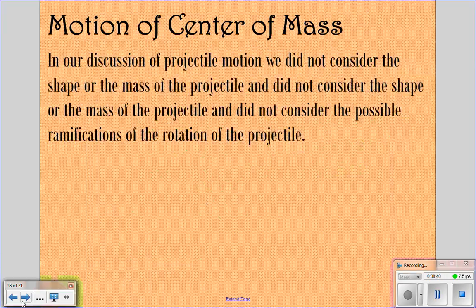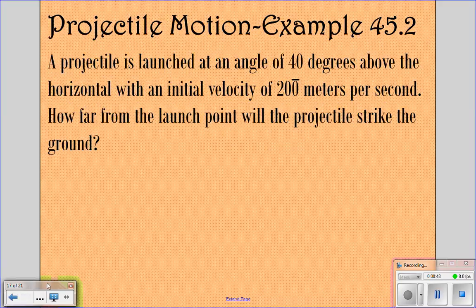Looking at the next part, here we go. We've got another example. A projectile is launched at an angle of 40 degrees above the horizontal with an initial velocity of 200 meters per second. How far from the launch point will the projectile strike the ground?